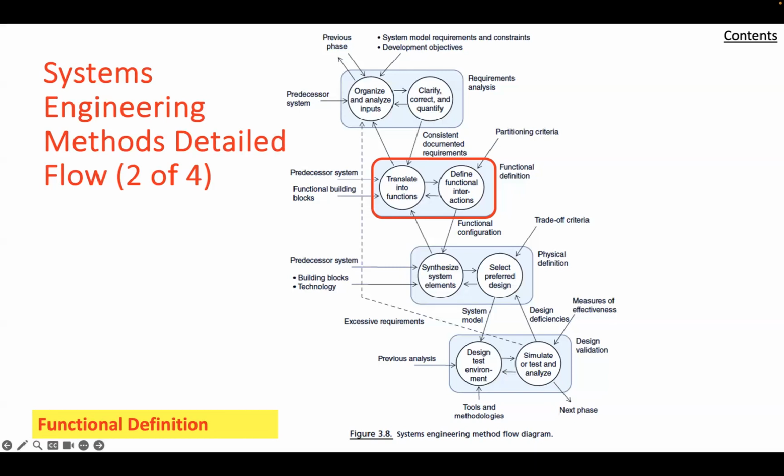Then we have functional interactions. One of the single most important steps in system design is the definition of the functional and physical interactions and interfaces, the interfacing of the building blocks.